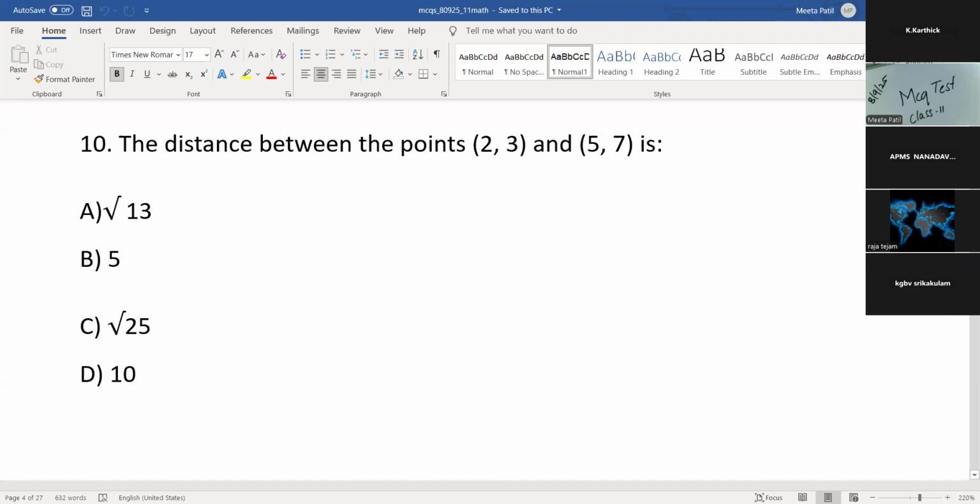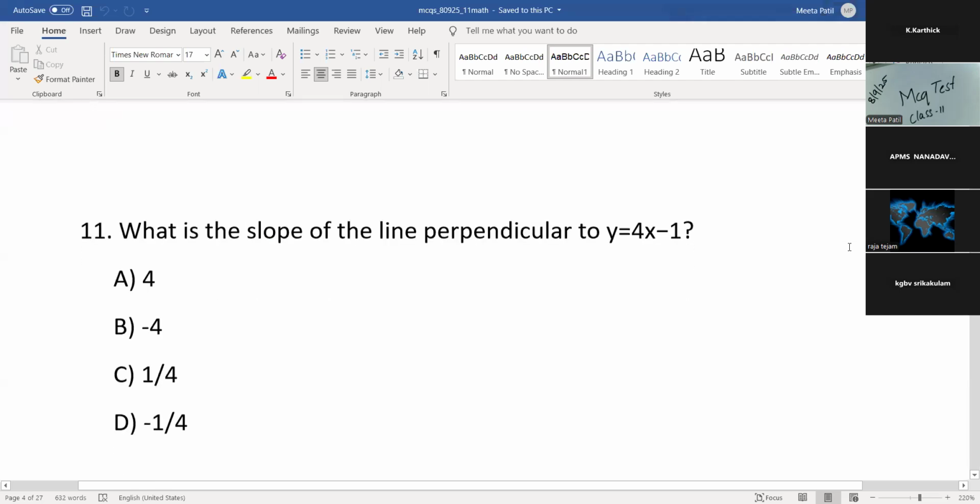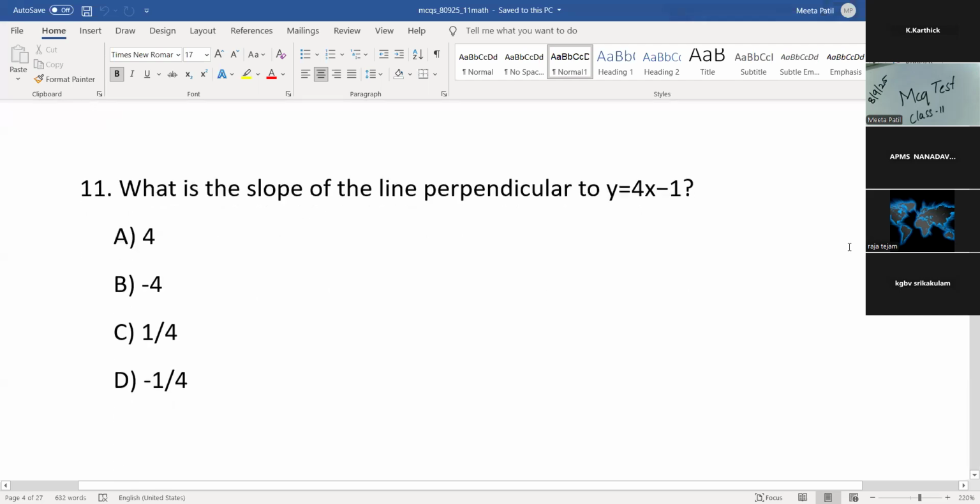So we are moving further, students, to the next question. Your 11th question will be, what is the slope of the line perpendicular to y is equal to 4x minus 1? Here you have the options as 4, minus 4, 1 by 4 and minus 1 by 4.